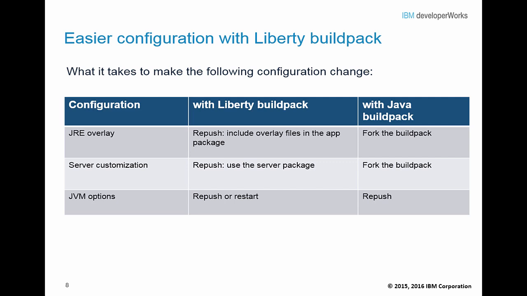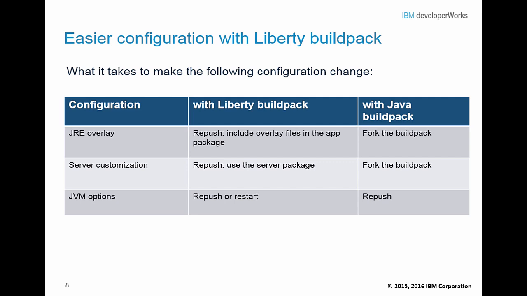It is easier to customize the application server with the Liberty build pack, and to do so, you can push the package server XML to the Liberty runtime in the cloud. To customize the Tomcat application server, you will have to fork the Java build pack and make the necessary changes.